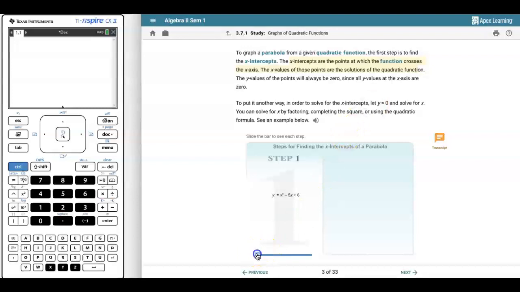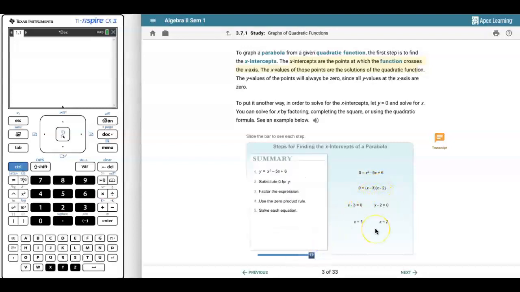For example, if we have our equation y equals x squared minus 5x plus 6, we substitute in 0 for y, so now we have it in standard form. We can factor the expression using multiple ways, now we know multiple ways. Then we use the zero product rule, where we set both of those factors equal to 0 and solve for x. These x values give us the x coordinate of our x-intercepts. So I'm going to have one intercept at x is 3, y equals 0, and x is 2, y equals 0.